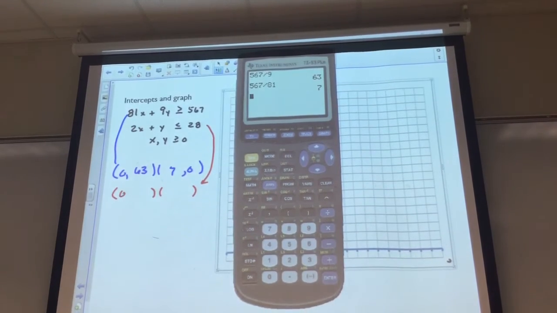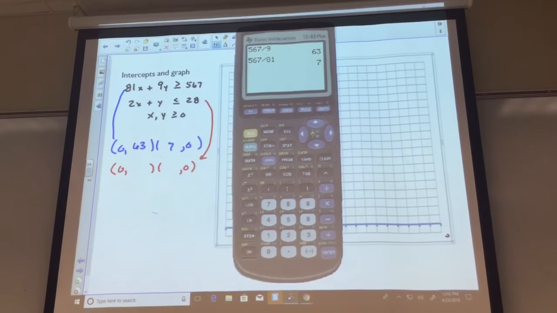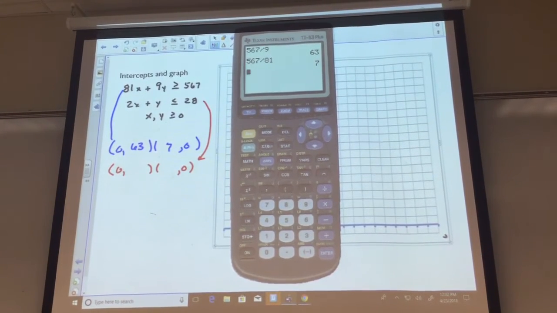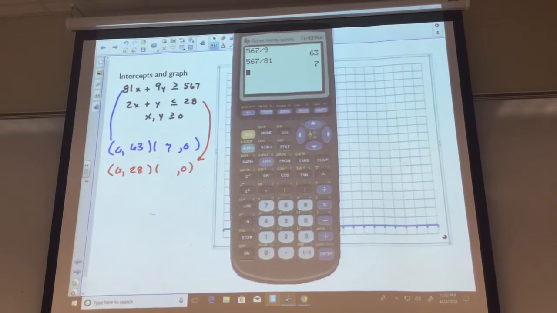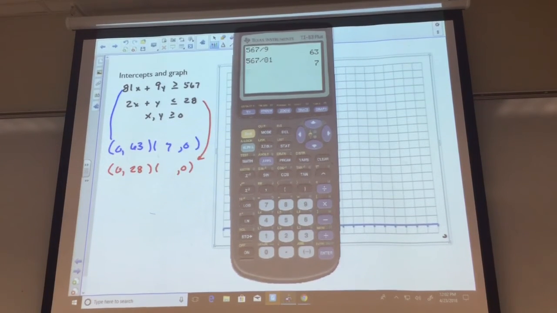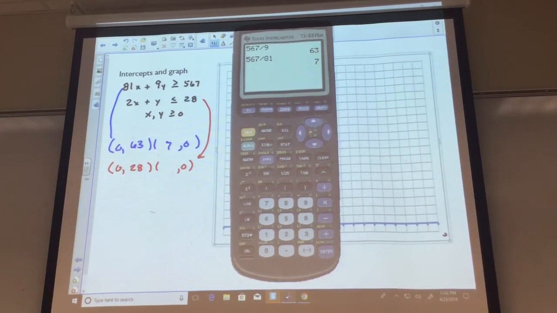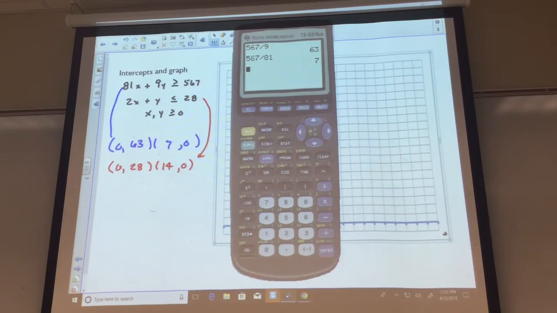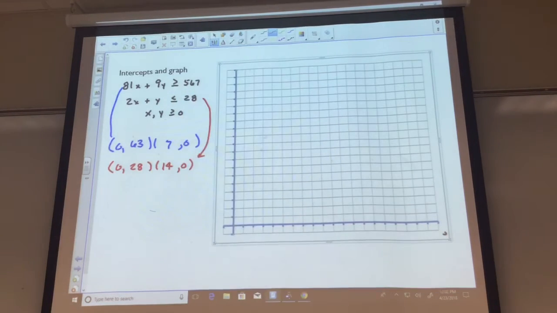Bottom equation, if x is equal to 0, then y needs to be 28. If y is equal to 0, then x needs to be 14. Now I have enough information to make an intelligent decision about my graph.